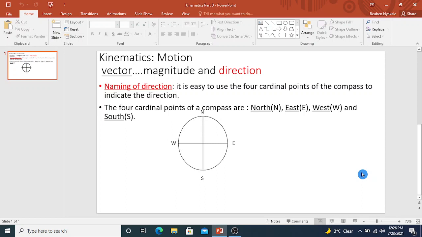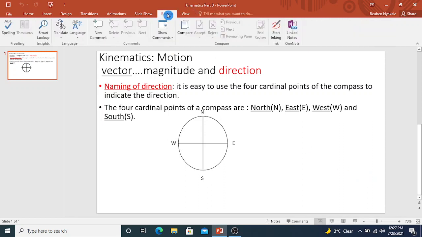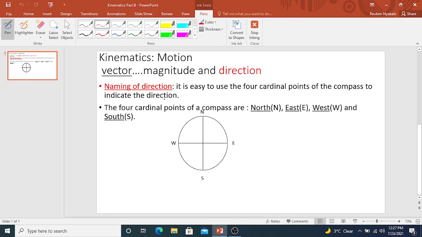Now, we will be dealing with two things. A vector is a quantity that has two things: magnitude and direction. Before we get to the how part of calculating the vector, the magnitude and direction, let us first start with the naming of direction.